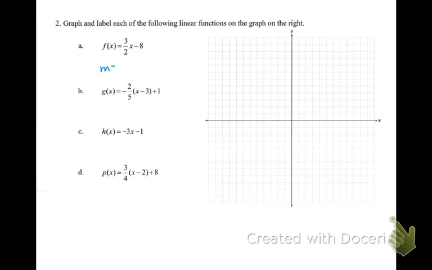So the slope of the first function is 3/2, and it's written in slope-intercept form, so the y-intercept is going to be -8. So I'm going to start at -8 on the y-axis, and I'm going to use the slope of 3/2 to go up 3 to the right 2, up 3 to the right 2, up 3 to the right 2, plot as many points as you can.